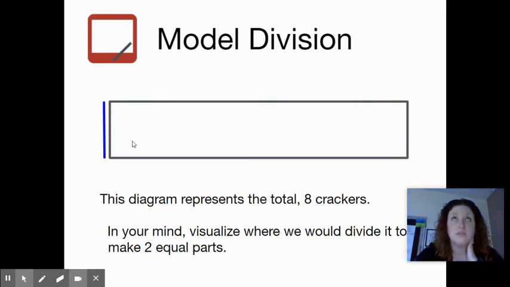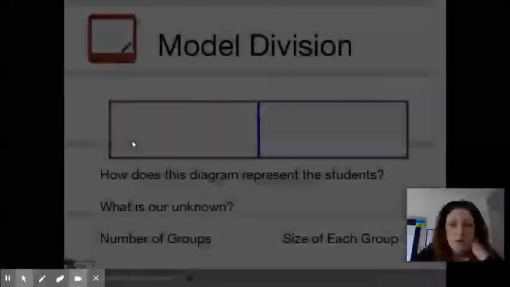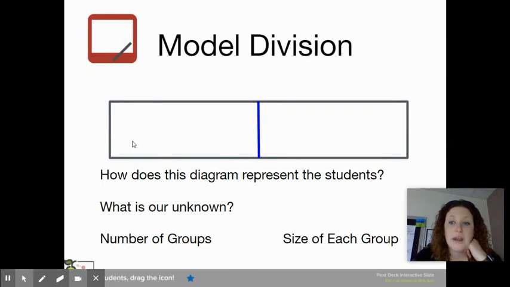Do you see it? The lights just turned off, so now the color's a little different. All right, here we go. I'm going to put it right in the middle, and now I have exactly 2 equal parts.